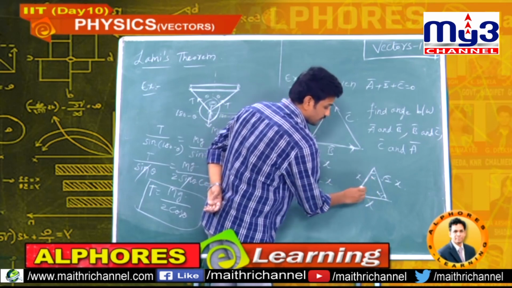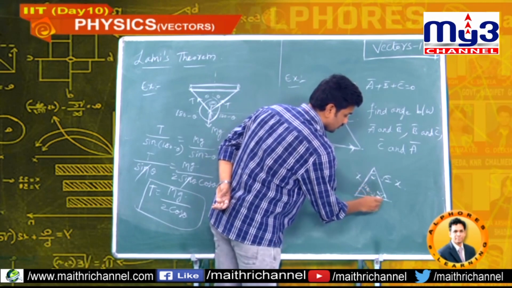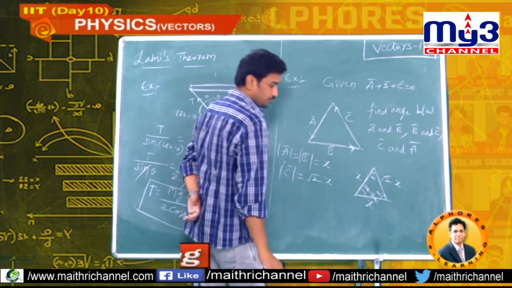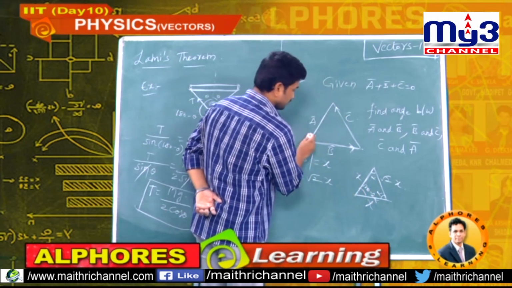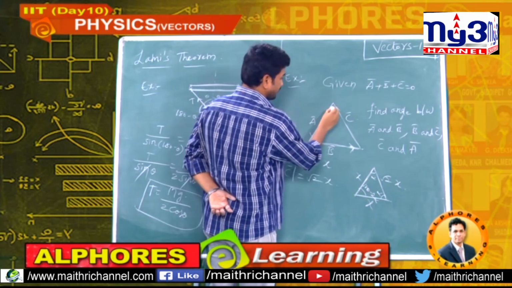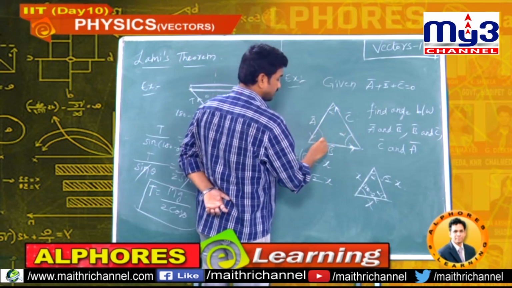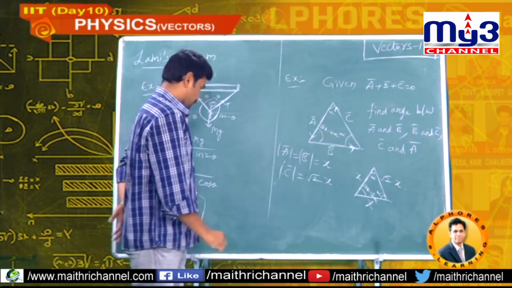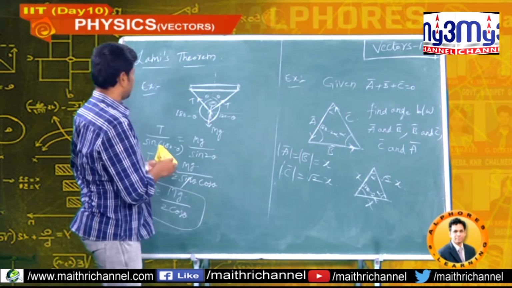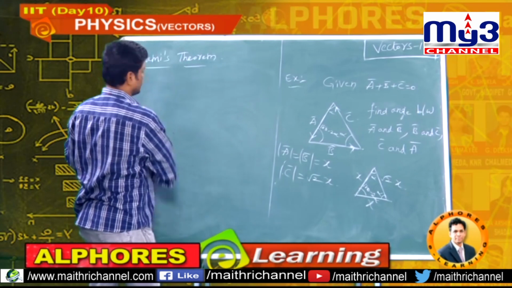Now what about this one? 180 minus 2 alpha, this angle. Now I will do one thing. See this, now I will write the angles here. This is alpha, this is alpha, this is 180 minus 2 alpha. Is that right? I will solve the question.